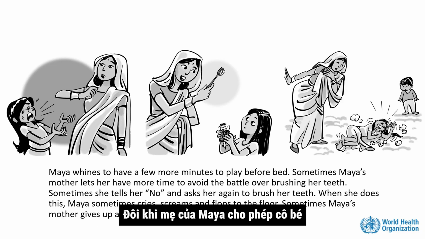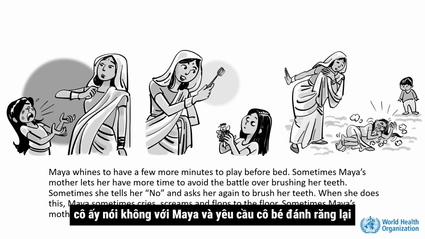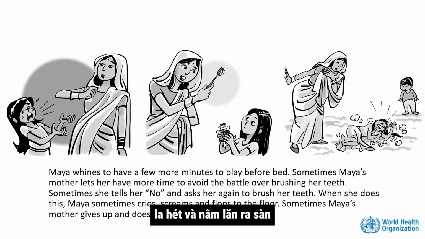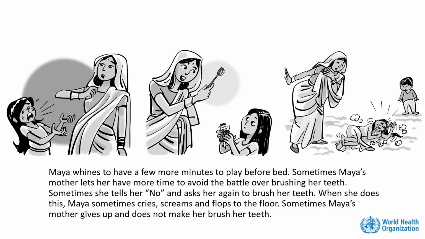Sometimes Maya's mother lets her have more time to avoid the battle over brushing her teeth. Sometimes she tells her no and asks her again to brush her teeth. When she does this, Maya sometimes cries, screams, and flops to the floor. Sometimes Maya's mother gives up and does not make her brush her teeth.